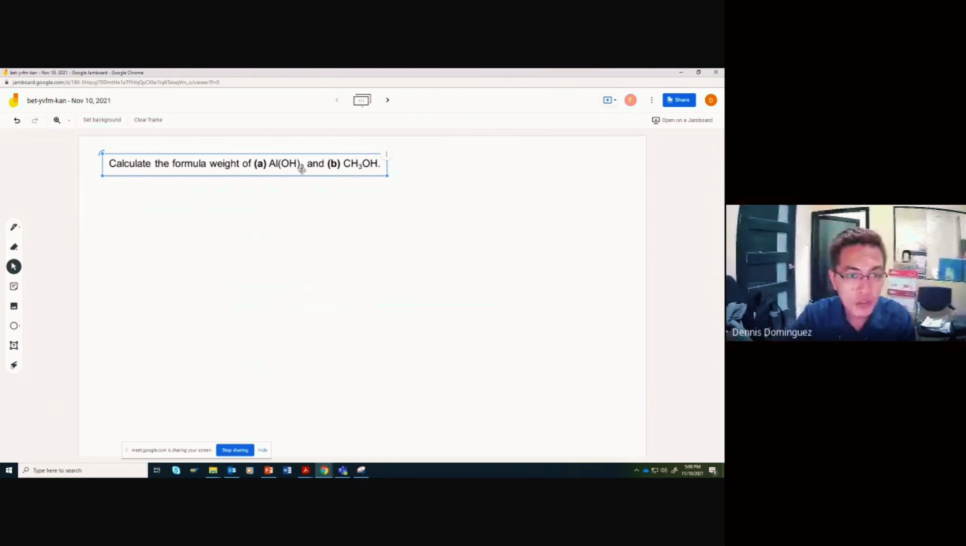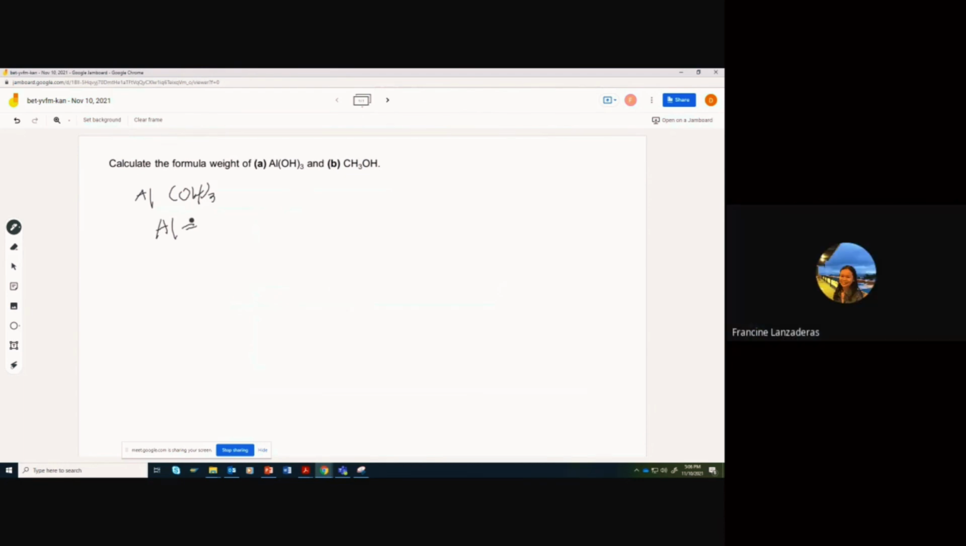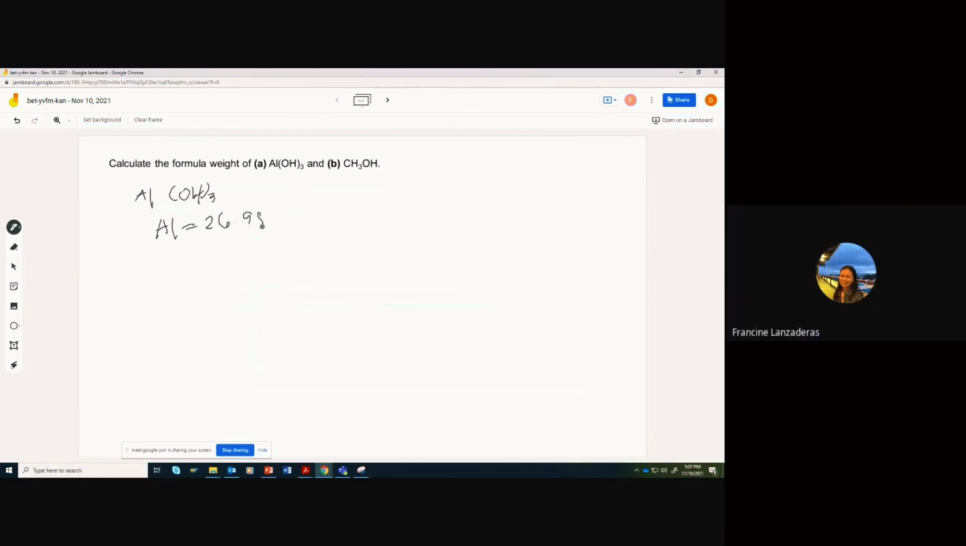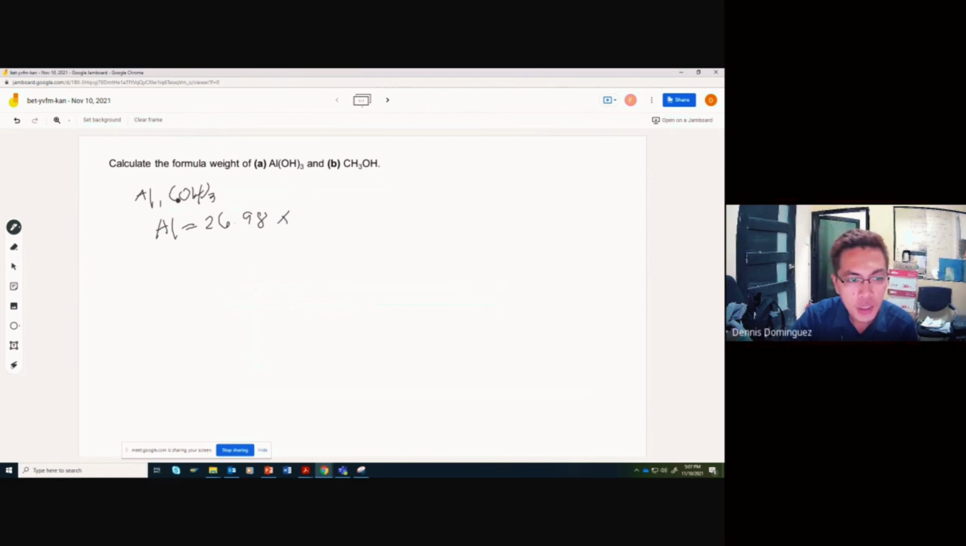We have the formula weight of aluminum hydroxide, and then CH3OH, that is methanol. So you have aluminum hydroxide, Al(OH)3. So aluminum is around 26.98, times one atom of aluminum, so times 1. So that is around 26.98 also.